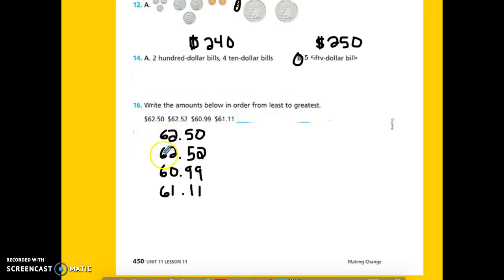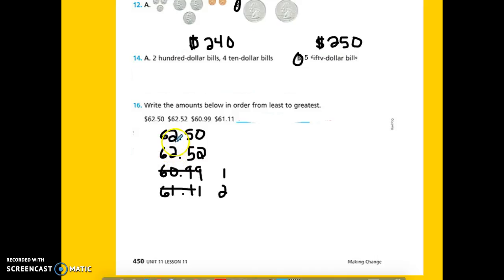So I'm going through here. These are all 6s. So that's not going to work. So we have to go to our 1 spot. And we're looking for the smallest number. $60.01 is our smallest number. I'm going to cross that one out. So now I'll go back here, $61.11 is our second smallest one. Cross that out.